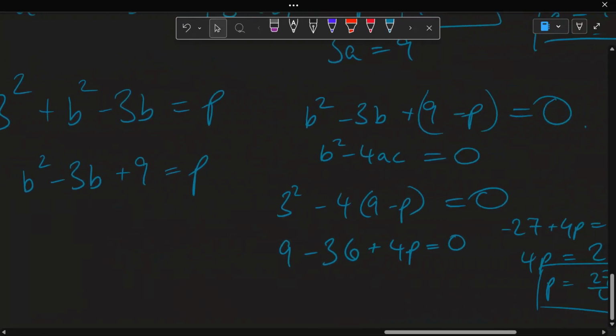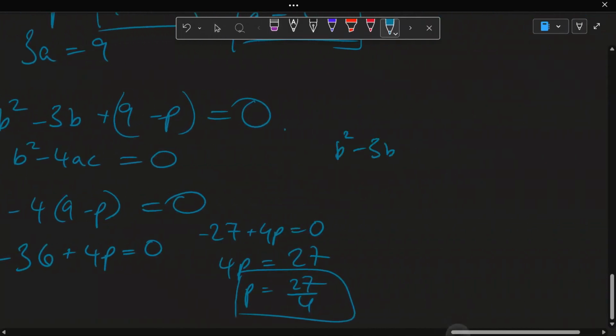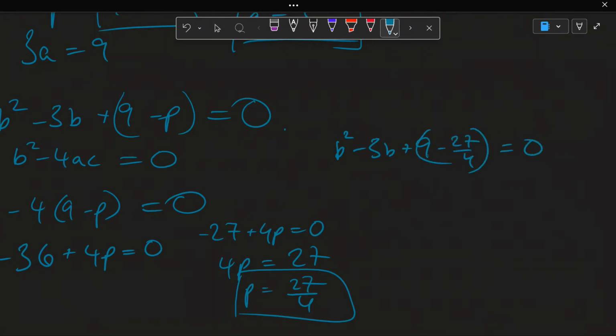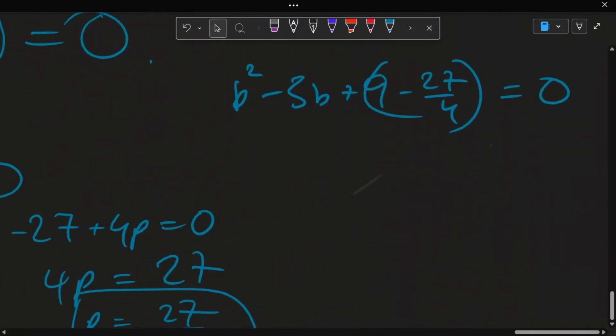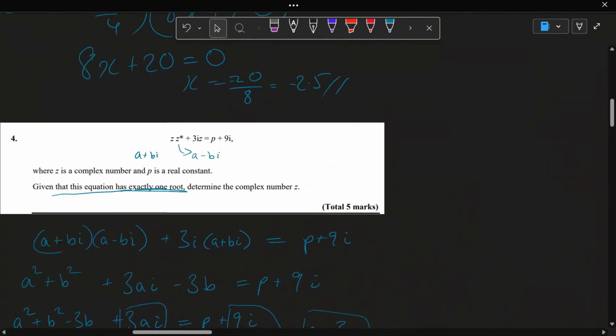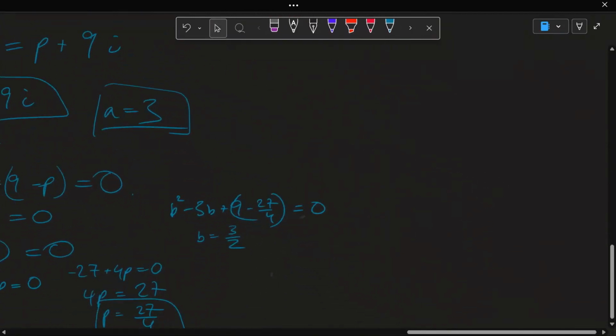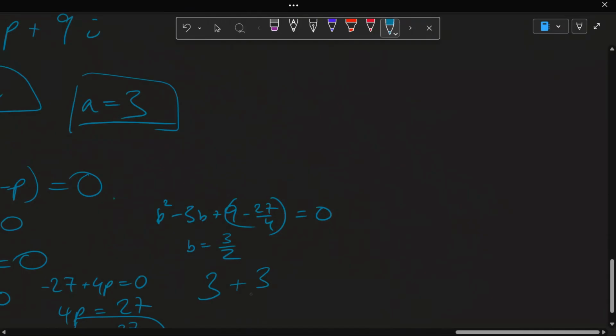So we've got this equals 0, right? We can just stuff that in. b squared minus 3b plus 9 minus 27 over 4 equals 0. I won't even bother writing that as an actual number because it's only 5 marks. We've done most of the work. We can just stuff this into the quadratic formula and we'll get repeated roots of b is equal to 3 over 2. Therefore, our complex number, which is what our question was asking, z, a plus bi, will be 3 plus 3 over 2 i. That is our final answer.